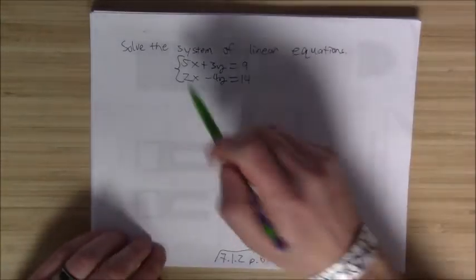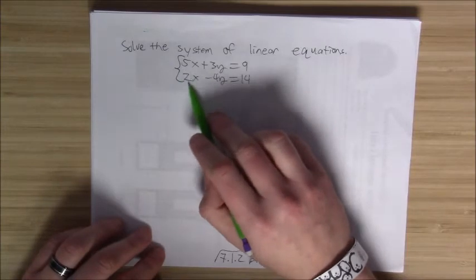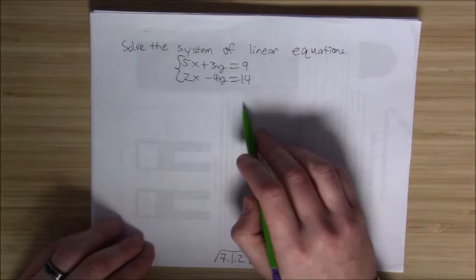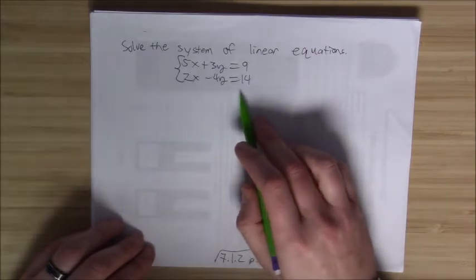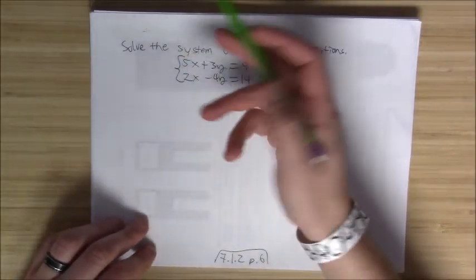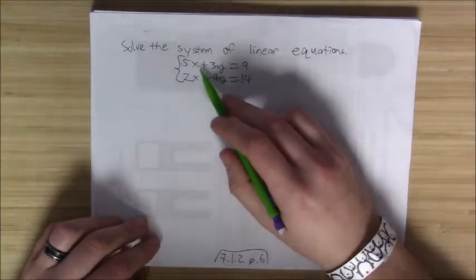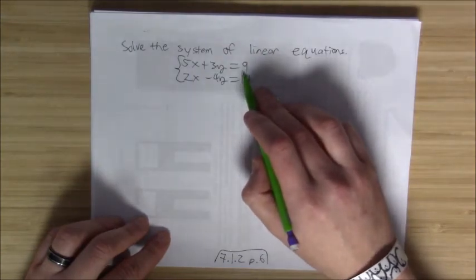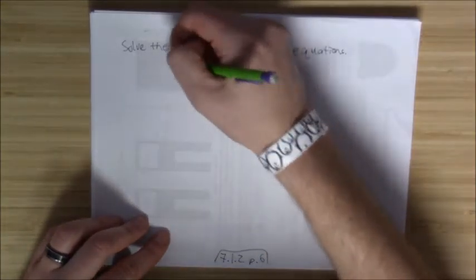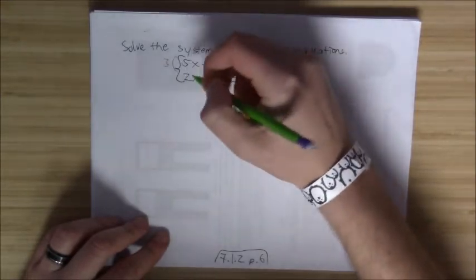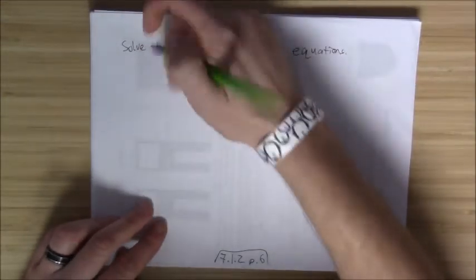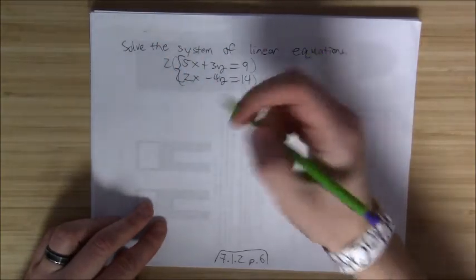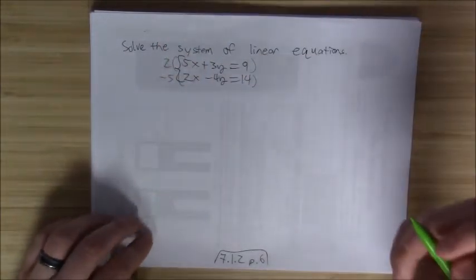To do so, we're going to multiply. Here, I could eliminate an x or y. The book actually eliminates the y's. I'm going to eliminate the x's instead, so you can compare with the book to see that it doesn't really matter. I'm going to multiply the top equation by 2, and the bottom equation by negative 5.